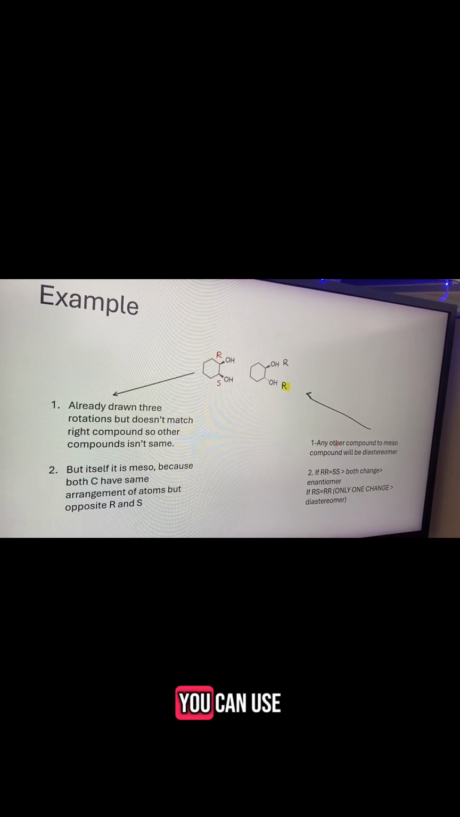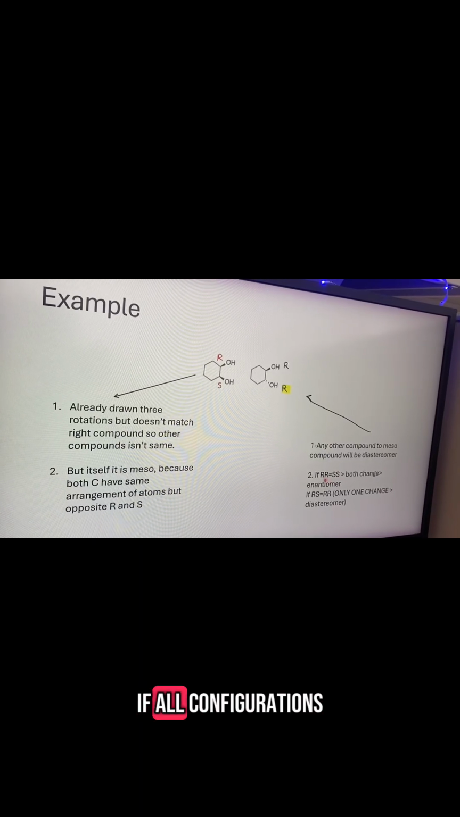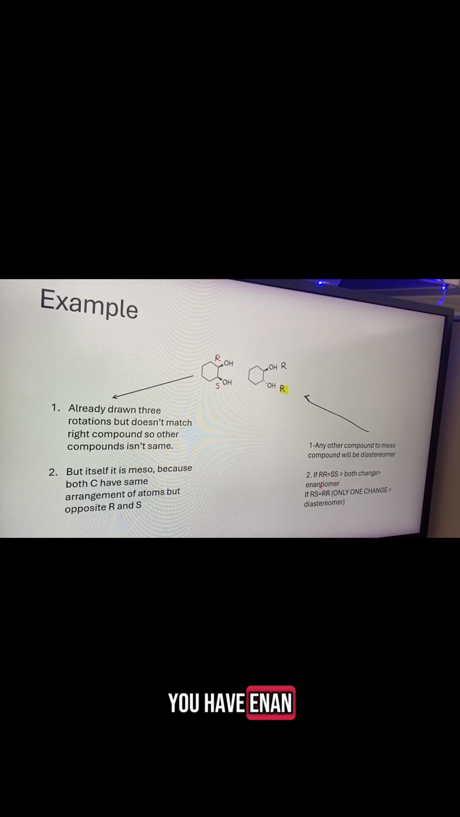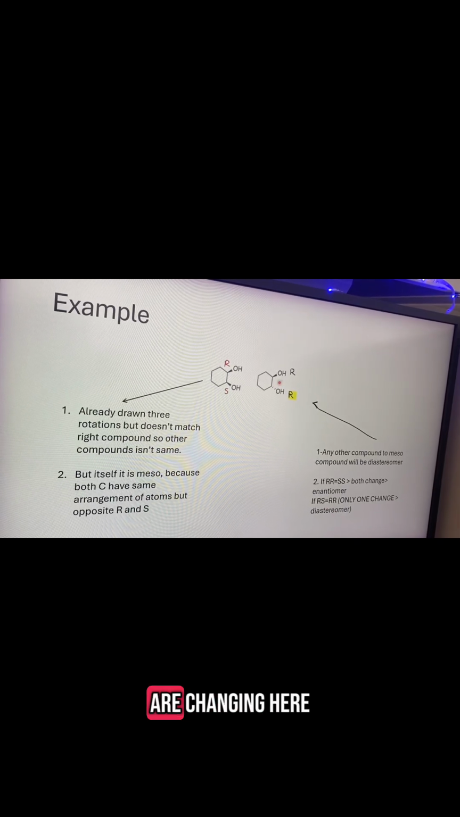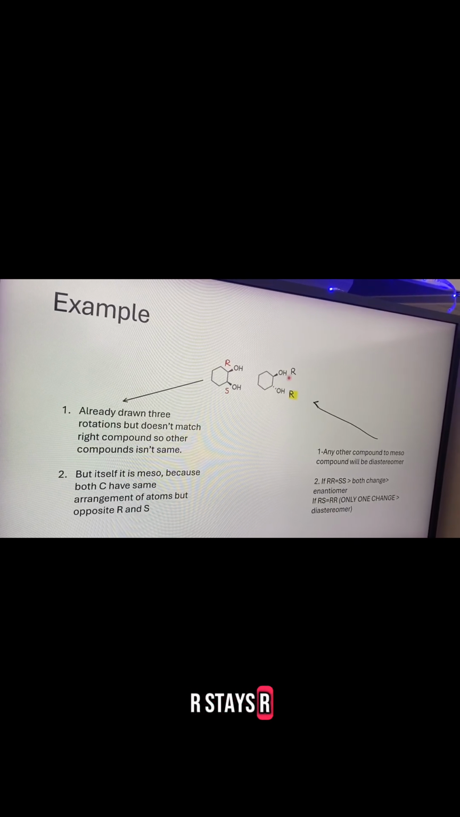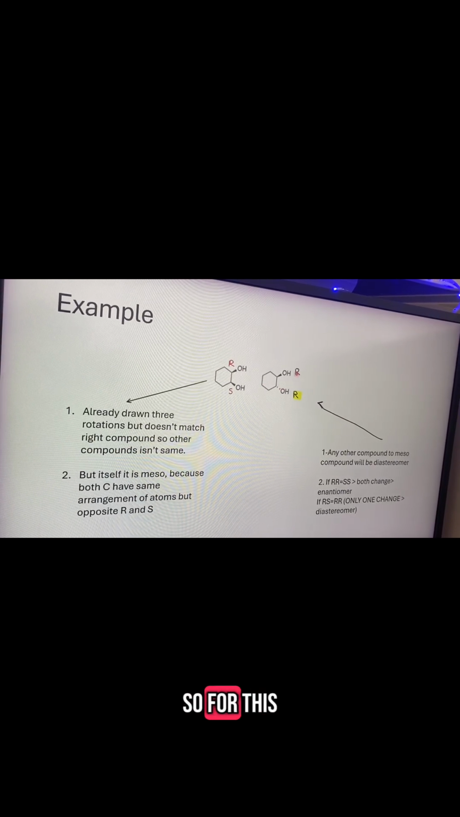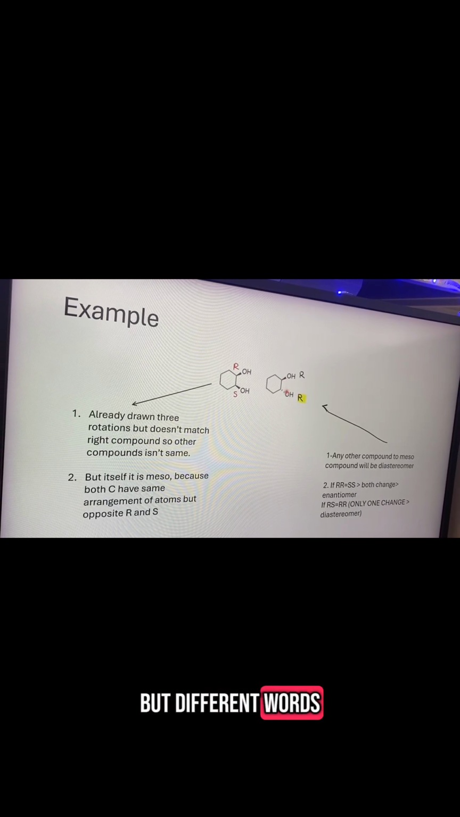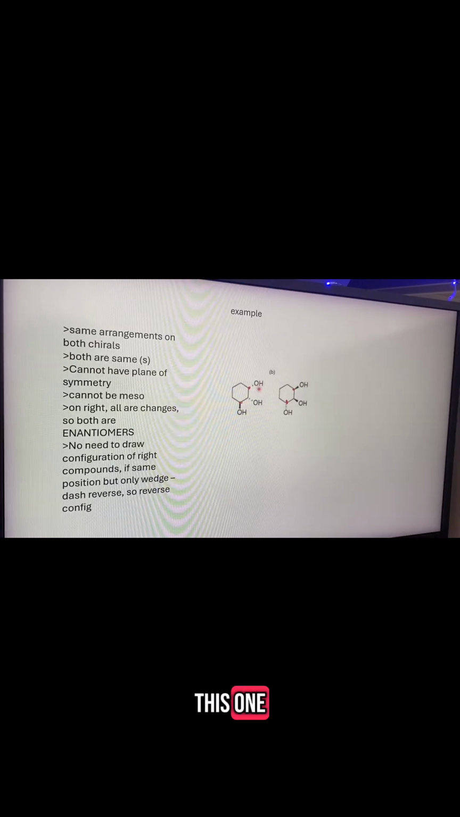Now if you use the R and S method, you would see if all configurations are changed, all R's become S and all S become R, you have enantiomers. But if only one changes, you have diastereomers. So how many are changing here? R stays R, but this one becomes R. If only one is changing, this should be a diastereomer. So for this one, you don't have to draw. If the groups are in the same position but with different wedge and dash, you just reverse it.